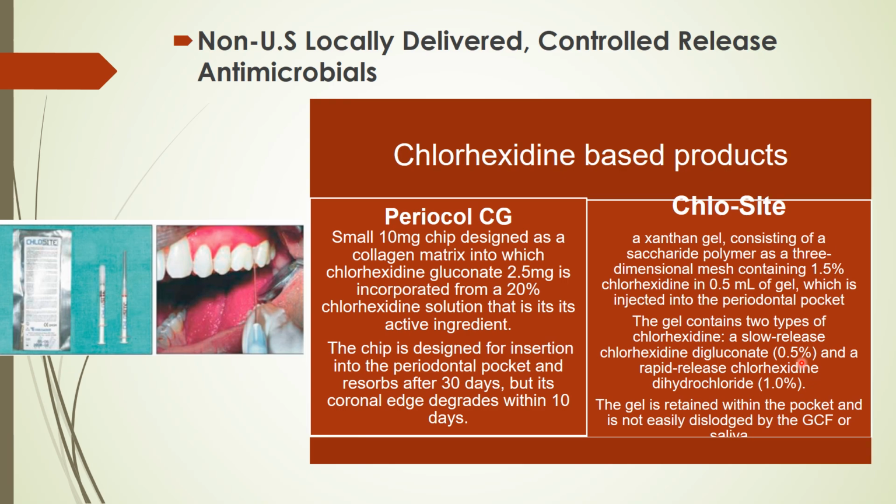So this gel is retained within the pocket and is not easily dislodged by GCF or saliva. It disappears from the pocket in 10 to 30 days and is reported to achieve a chlorhexidine concentration in GCF of more than 100 mg per ml for an average of 6 to 9 days for the maximum concentration. You can see in the picture the Clorsite packaging is being shown and the gel with chlorhexidine is inserted into the periodontal pocket in the right diagram.